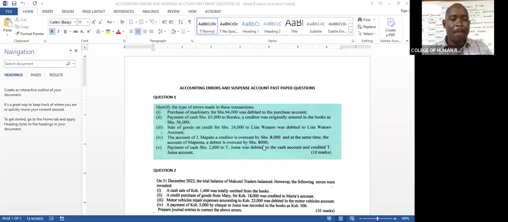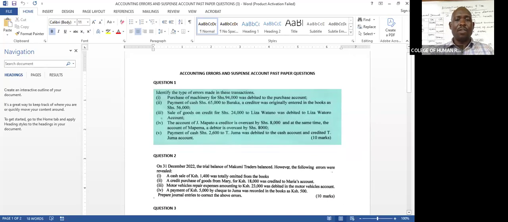Number 5, payment of cash 2,600 to T. Juma was debited in cash and credited to T. Juma. When you pay by cash, we normally credit cash. But the person who is being paid is normally debited, but we did the opposite. Instead of crediting cash, we debited the cash. Instead of debiting T. Juma, we credited T. Juma. We have done what we call error of complete reversal of entries.